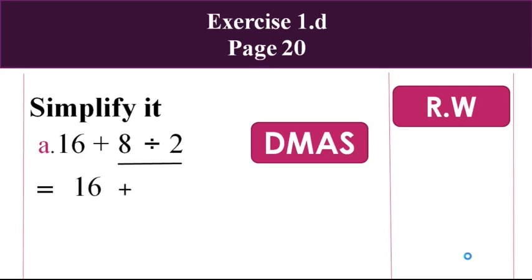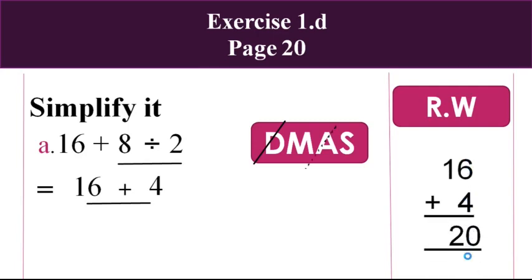This 16 will remain as it is, then the sign of addition. Now let's solve the division sum. 8 divided by 2. That means 2 multiplied by what is 8? We all know 2 fours are 8. So you have to write the answer 4 under it. Now we are done with the division sign. We have to do only one more operation, that is addition. So 16 plus 4, very easy. We all know that this is 20 and this is your answer.